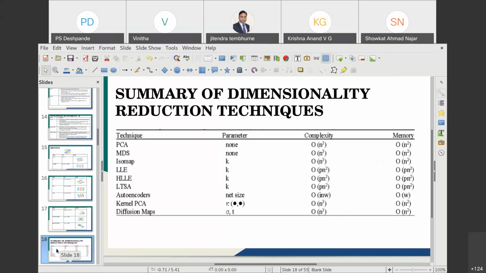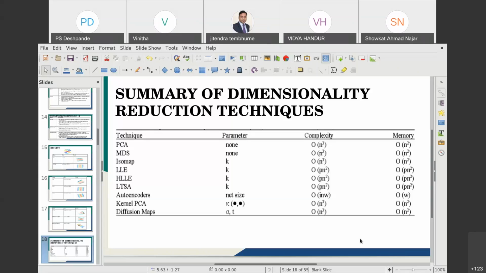Then the other important thing in the dimension reduction techniques, apart from the performance measure, is the complexity. This complexity is measured using the n dimension. If the original data has n dimensions, then the time taken is proportional to the cube of n, that is n cube.